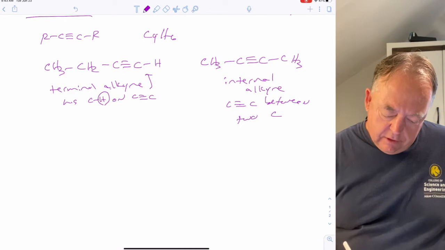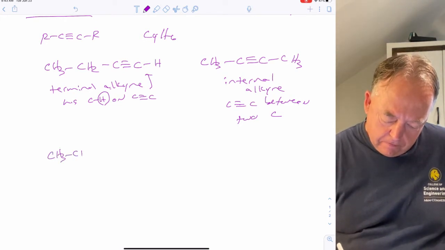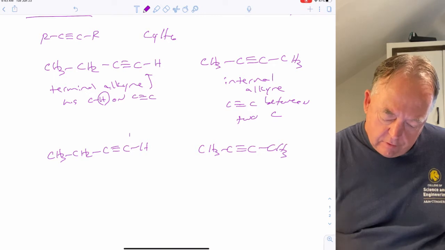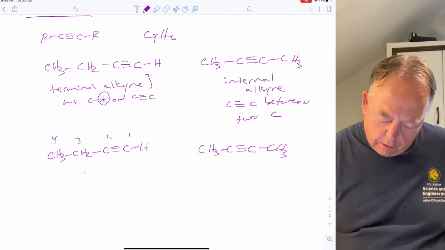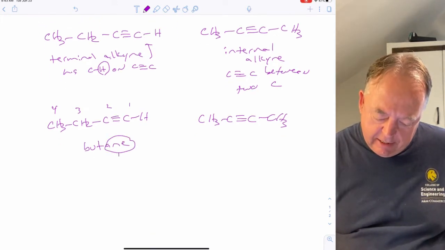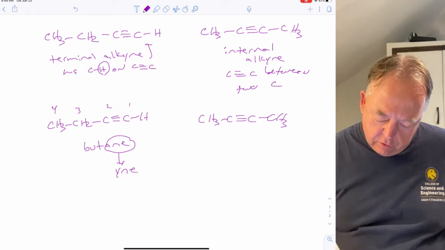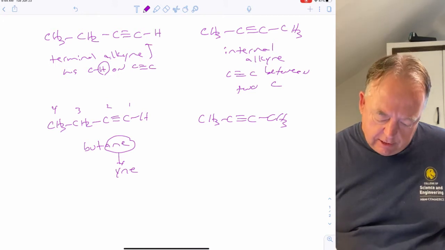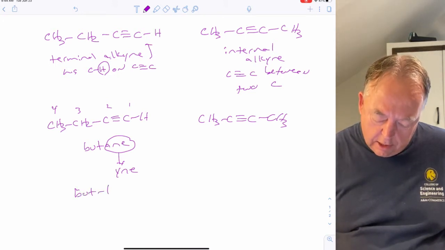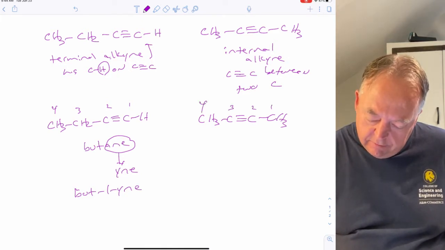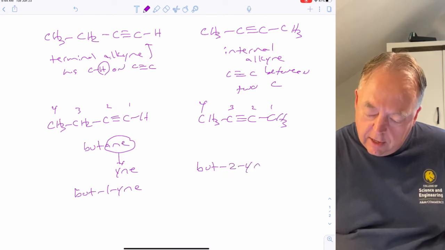Okay, so if we were to name these 2 alkynes, we would start numbering 1, 2, 3, 4. So 4 carbons would be butane. To name that as an alkyne, we're going to change the ANE ending to YNE, and then we're going to put the number right before that so that you know where the triple bond starts. So this will be but-1-yne. And this would be 1, 2, 3, 4. So that would be but-2-yne.